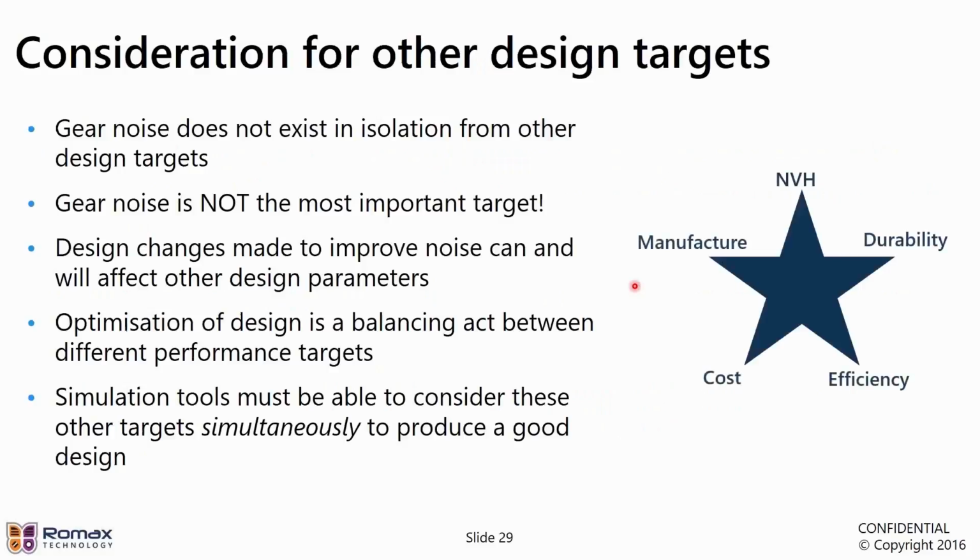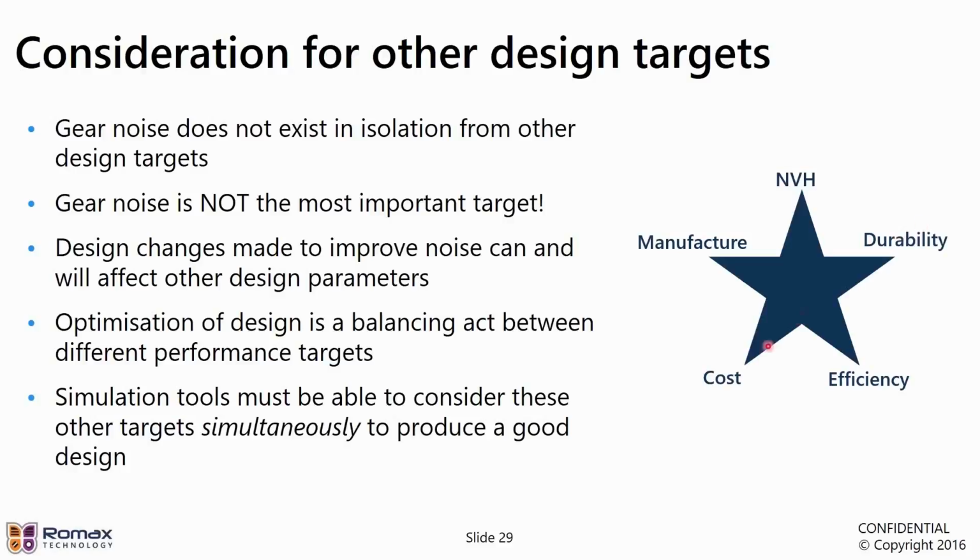And on that note, I'd like to especially reinforce this point, which is that we need to consider other design targets as well as NVH. Gear noise does not exist in isolation from other design targets. All these things interact with each other: the noise, the durability, the efficiency, the cost, and the manufacturing. And although I hate to say this because I'm an NVH guy, NVH is nowhere near the most important of those things. If it breaks because of durability problems, then it's no good. If you can't manufacture it, it's no good. Remember, NVH, in terms of gear whine, is a quality problem rather than related to durability.